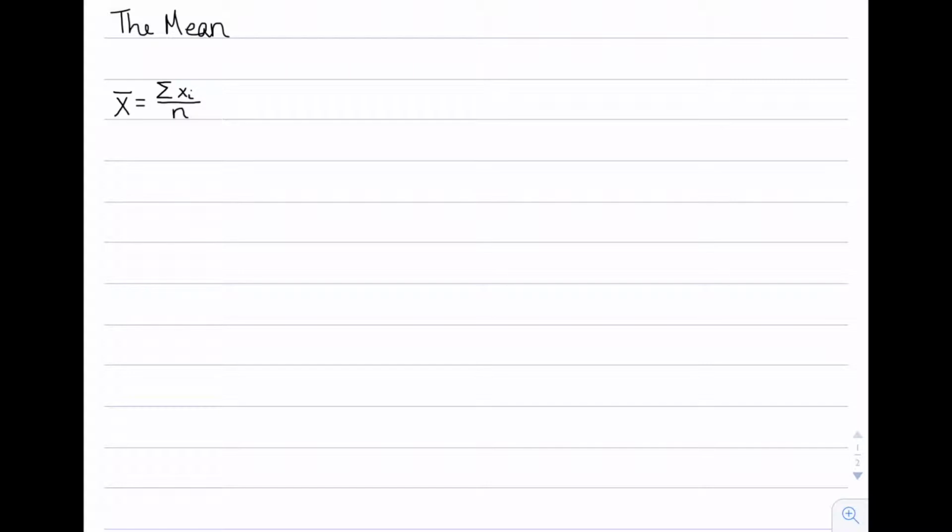Here's what it looks like in symbols. So the X bar, that's what we use to denote our mean. This capital Greek letter sigma means sum. It means add everything up. The xi are our data values, so the top of the fraction says add up all of the data values. And then n is the number of things that we have. So here's our formula for the mean.